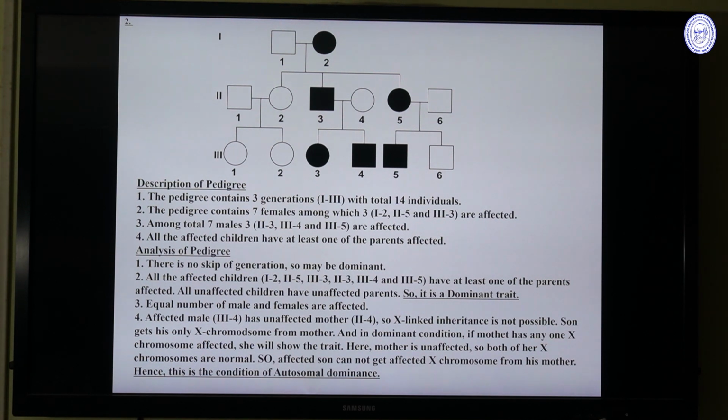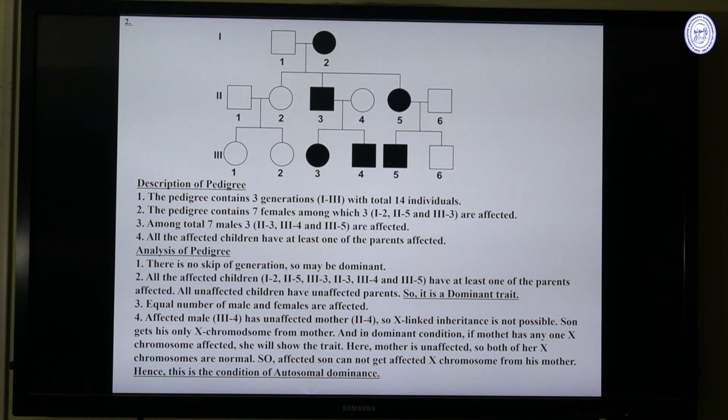So, now coming to the analysis of the pedigree, there is no skip of generation. Each and every generation has 1 or 2 individuals affected. So, it may be dominant. All the affected children, that is these 2, 3 or 2, 5, 3, 3, 3, 4, 3, 5, they all have at least one parent affected. So, this must be the condition of a dominant trait.